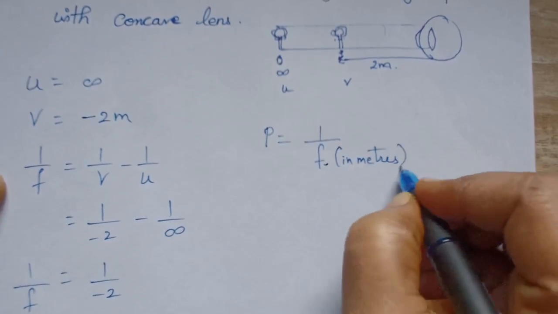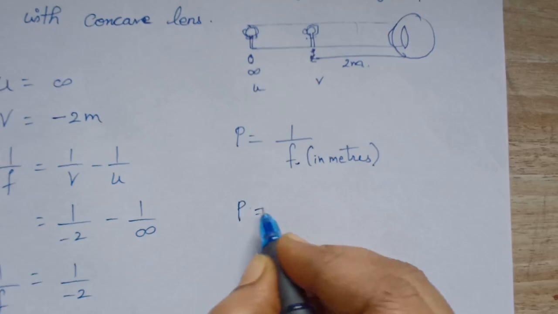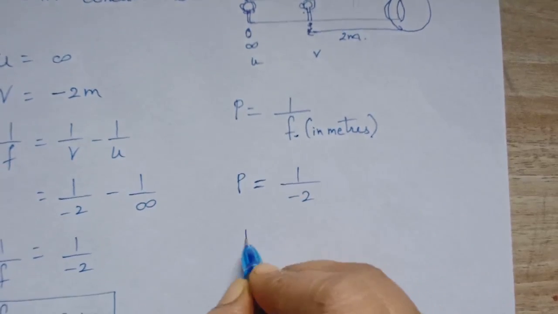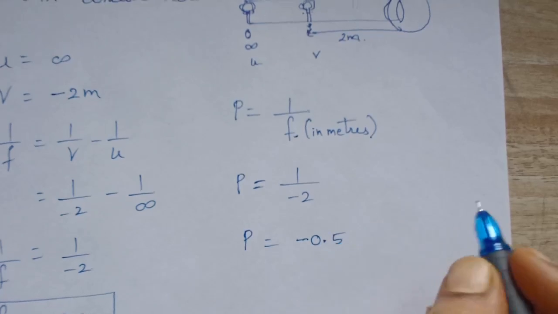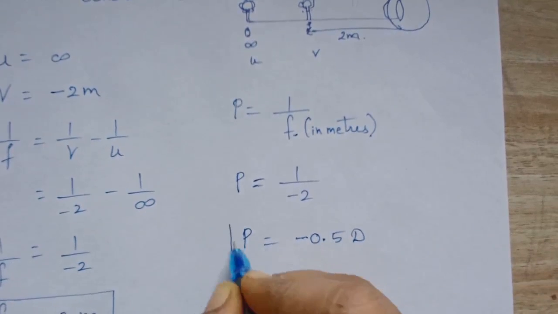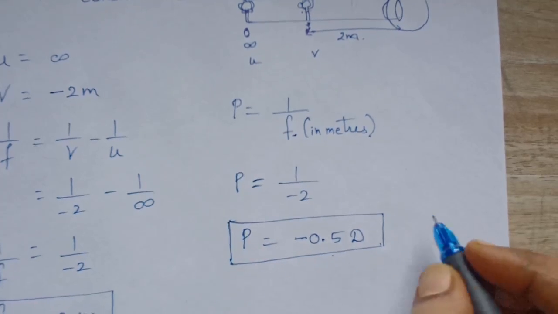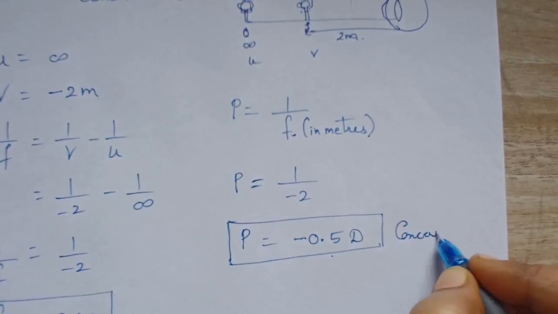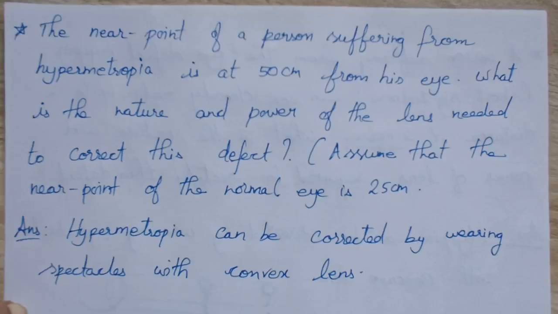So already we got the value in meters only. So P is equal to 1 by minus 2, that is, P equals minus 0.5 D. D means what? Diopters. So the power is given in negative. That means you are going to use the concave lens of power 0.5 diopters. Concave lens. Clear? We'll see one more question.